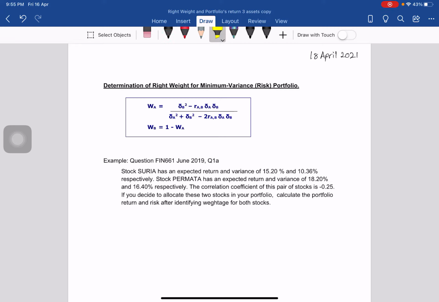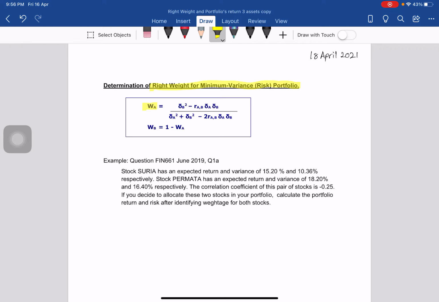This week we are going to learn to calculate the right weight, or minimum variance risk portfolio. So right weight is the weight A. For example, if the question doesn't give you the weight, but asks you to calculate the risk and return of a portfolio using a right weight or a minimum variance risk portfolio, you must use the formula of weight A to calculate the weight.